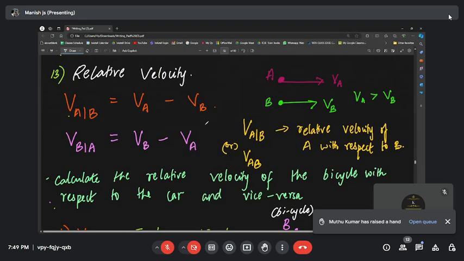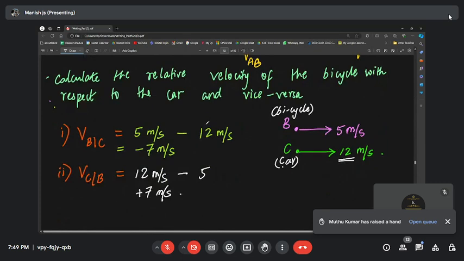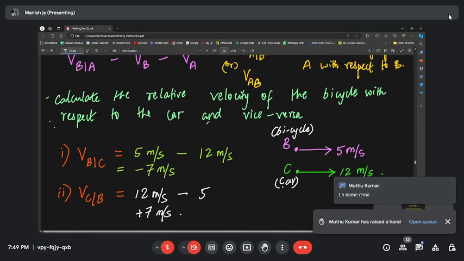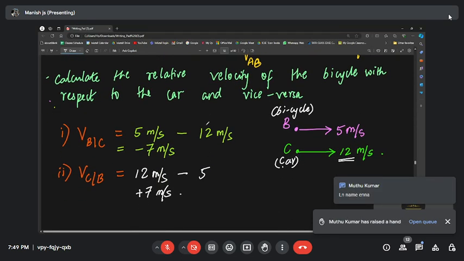So that's the basic idea. If they are moving in the same direction, we would subtract. If they are moving in opposite directions, basically we add. These are the points that need to be kept in mind. I'll give you the other aspect also.